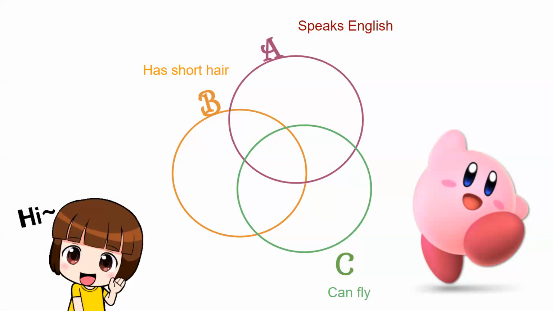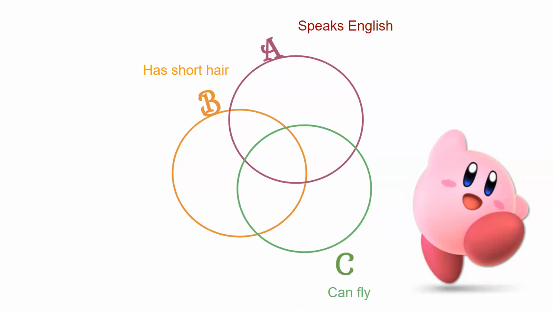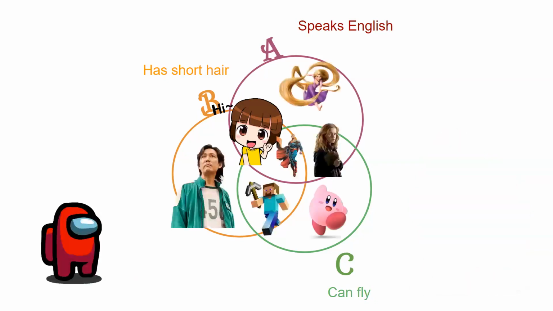The next step is to classify everyone into these Venn diagrams. For me, I have short hair and I can speak English. Therefore, I'm in between B and A. For Kirby, he doesn't know how to speak English and he has no hair, but he can fly. So he only fits in C. Basically, we want to do this for everyone in our universe.